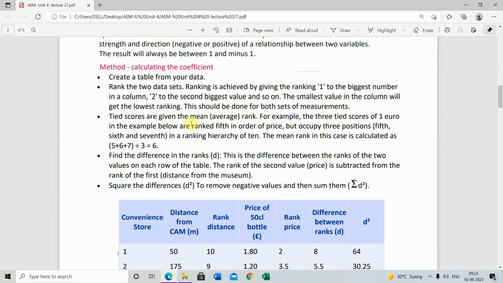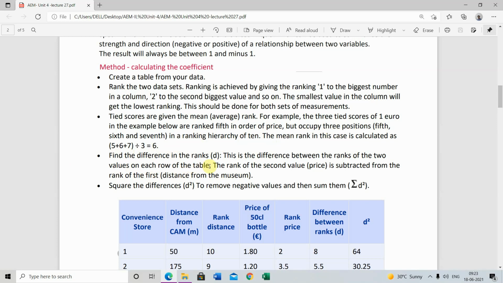Tied scores are given the mean average rank. For example, the 3 tied scores in the example below are ranked 5th in order of price, but occupy 3 positions, 5th, 6th and 7th, in a ranking hierarchy of 10. The mean rank in this case is calculated by 5 plus 6 plus 7 divided by 3 equals 6.